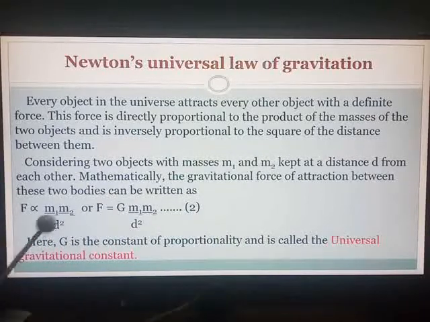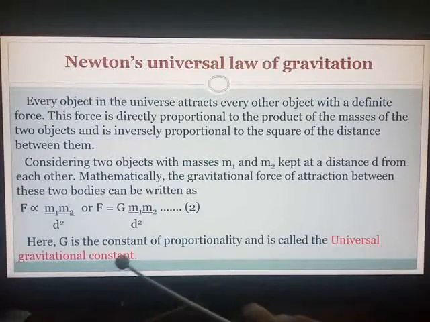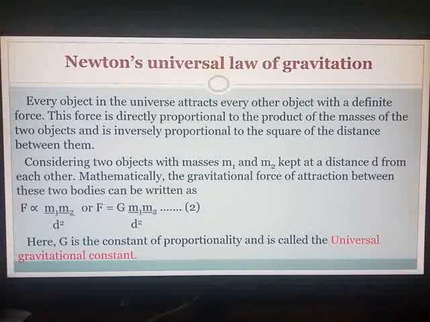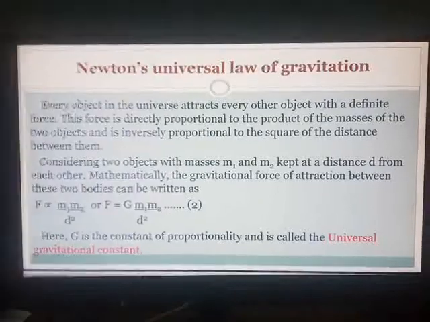So d square, or F is equal to, removing the proportionality sign, we have taken capital G, m1 m2 upon d square. What is G? It is the constant of proportionality and it is called the universal gravitational constant. Now ahead you also have a small g, which is acceleration due to gravity. Both of these have to be applied in the numerical examples, so both concepts should be thorough in your mind. Capital G is different and small g is different. So what is capital G? Universal gravitational constant. Ahead we will see what is small g.